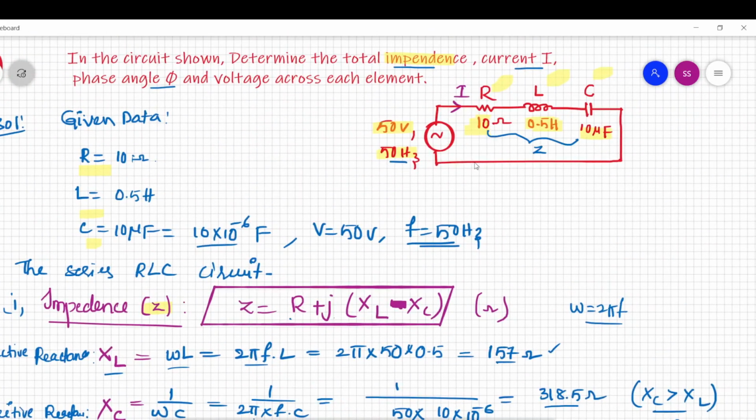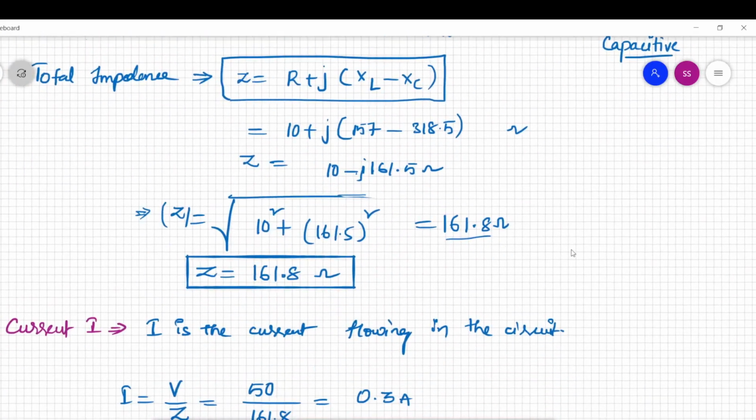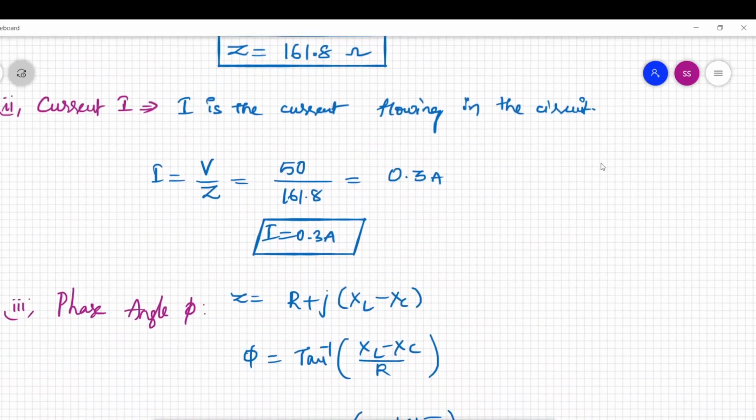We can find the current now. We have V, we don't have I, we need I, right? So I will be V by Z. Simply you can substitute this because it is a series circuit. Now let us find the current. The current in the circuit is V by Z, that is V is 50 volts by the impedance 161.8 ohms. The current is 0.3 amps.